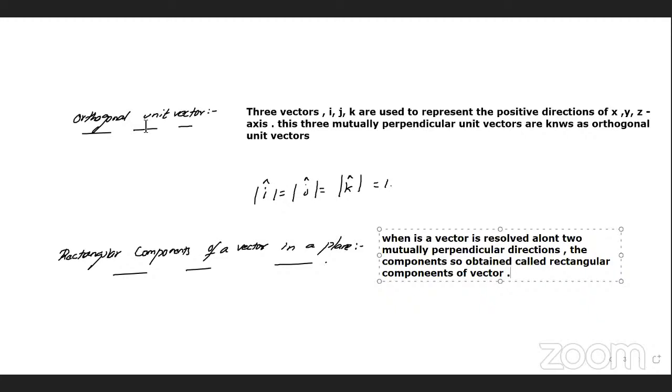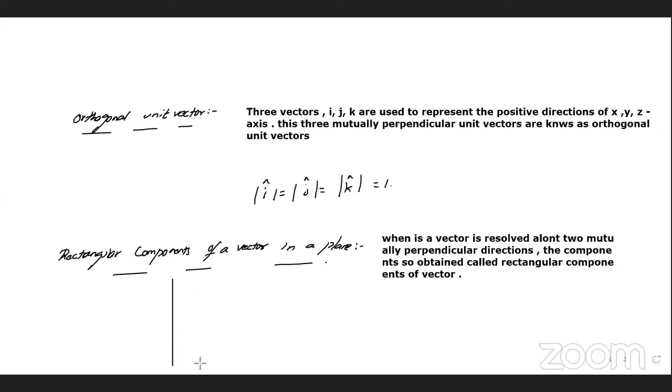To resolve it and find the resultant vector, I'm taking a rectangular component here. Assume I'm taking a vector. For the rectangular component, I'll take the axes: one is the x-axis and the other the y-axis. Assume this is your x-axis and this is your y-axis. Here I need to resolve it and find the resultant vector.